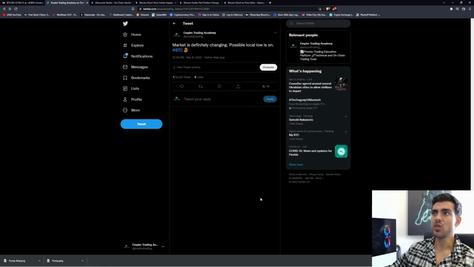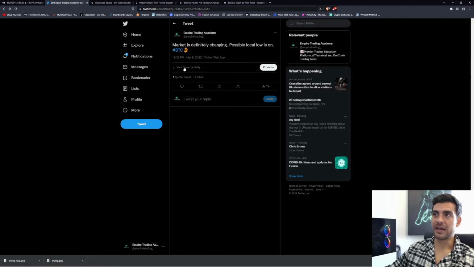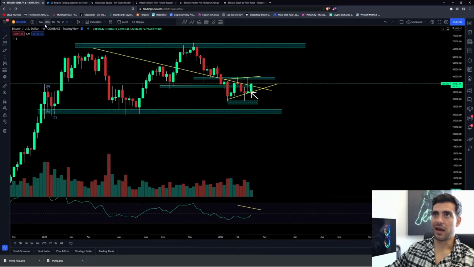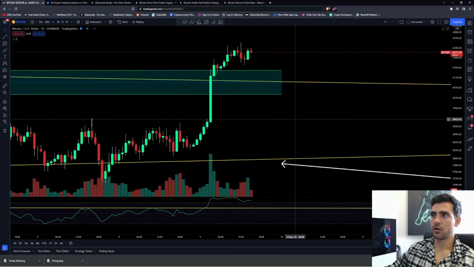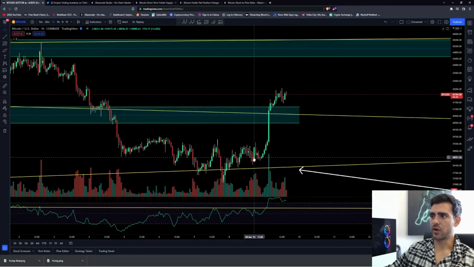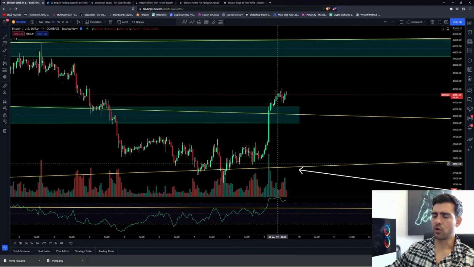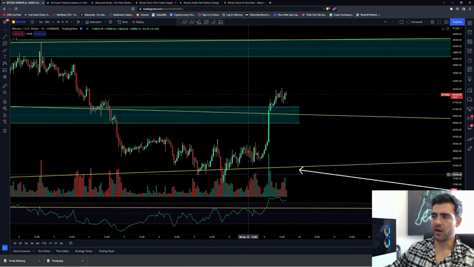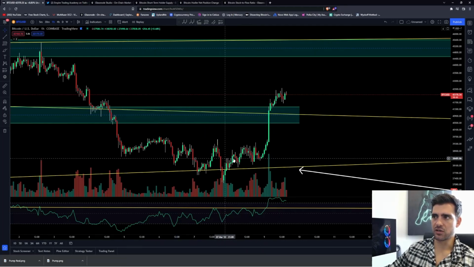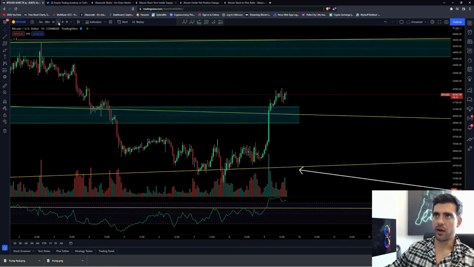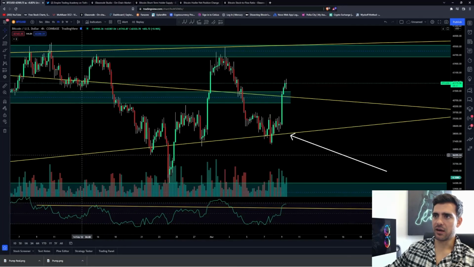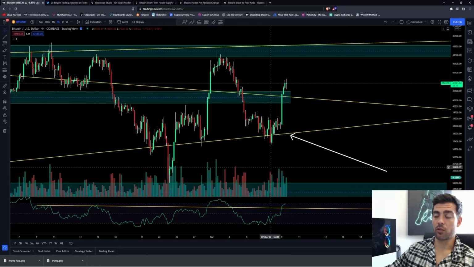All right, guys. So what we saw yesterday around noon, 12:30, we said market is definitely changing. Possible local low is on. Okay, and that was right here. Okay, that was right here. So right at our bottom. Okay, first, how did we know? Okay, well, we get this kind of accumulation zone here at support, right? So remember our ascending support level, that's part of our rising wedge.